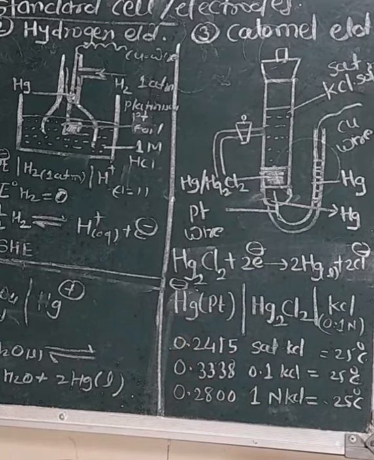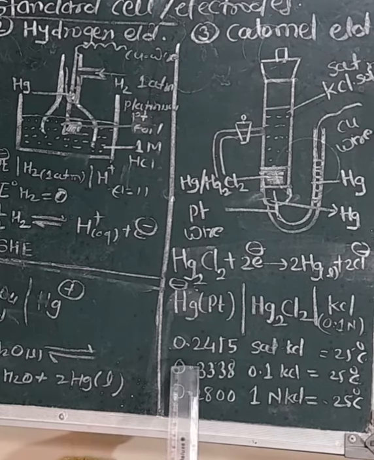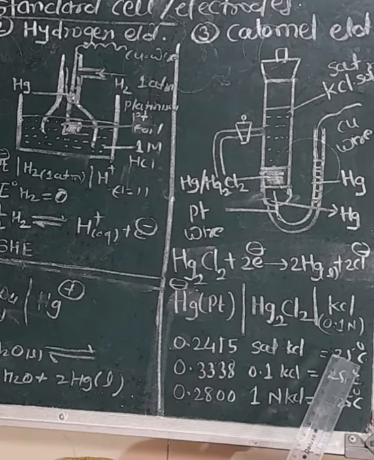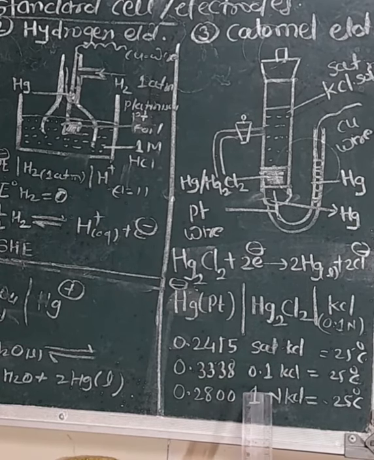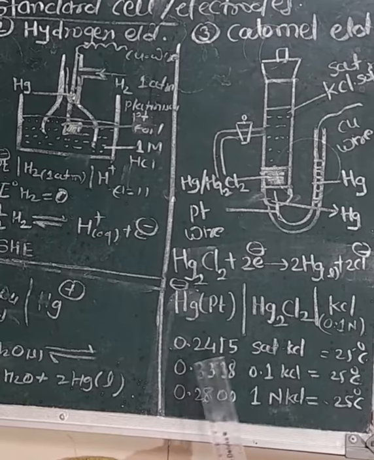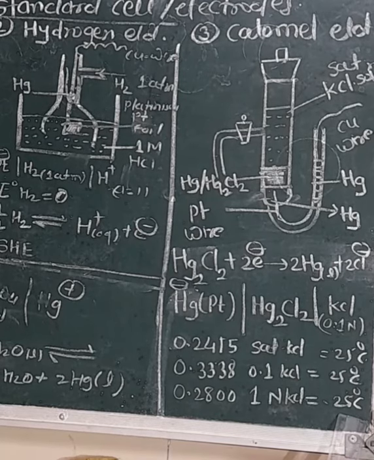In this case, different types of KCl solution are used. If we use saturated KCl, then the potential of that reference electrode is 0.2415 volt at 25 degrees centigrade. When we use 0.1 normal KCl, we get 0.338 volt potential at 25 degrees centigrade. And with 1 normal KCl solution, we get 0.28 volt at 25 degrees centigrade.